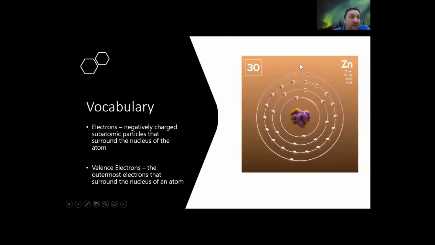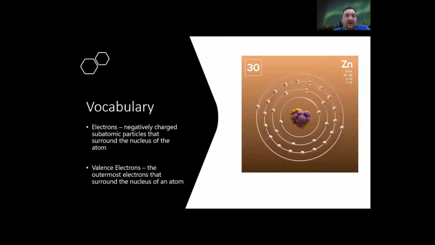Now, the outermost level, this very outside level, the two on the outside, is called the valence shell, valence electrons. All valence means is on the outside. So all these are electrons, but the two on the outside are called the valence electrons.